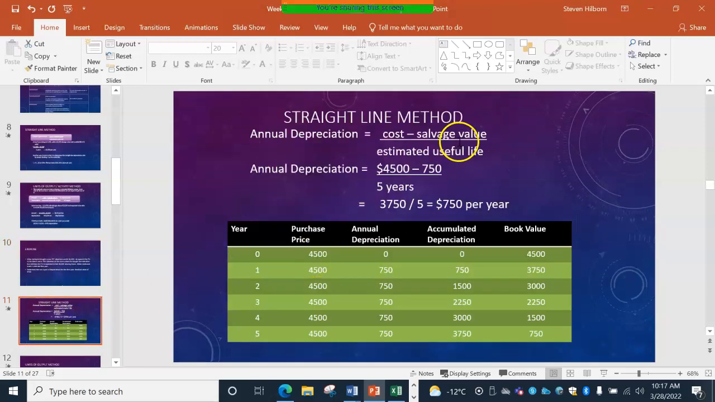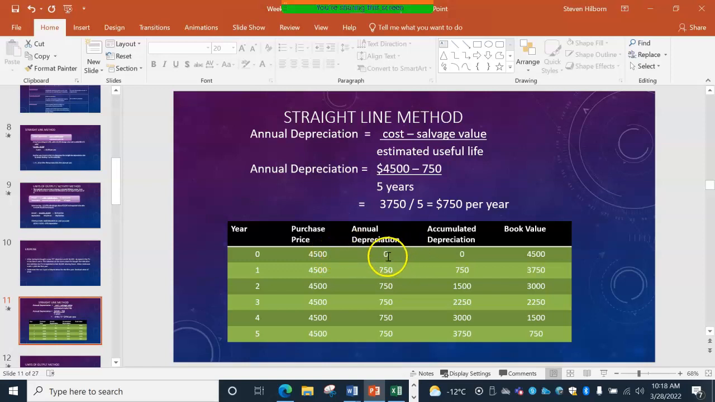So we're going to do straight line, and then we'll do the other one. So straight line right here, it's cost minus salvage value divided by estimated useful life. So here is 4,500 minus 750 divided by 5 years, which is 3,750 divided by five. It's 750 per year. This little chart right here is great because it just shows us the timeline of this asset. So we think this TV is worth this much money over 5 years.